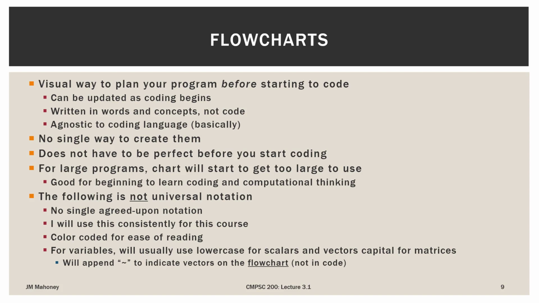And for variable names, I'm typically going to use lowercase variable names when we have scalars or vectors, and a capital variable name when we have a matrix. Again, this is the notation for this class. It's not necessarily universal. And whenever I'm talking about a variable that's a vector, it's going to be a lowercase name followed by the tilde. Again, that's just so that in the flowchart, we know we're talking about a vector, or I'll use the word vector if there's space for it. But the tilde is going to imply that a variable is a vector. When we actually go to code it, that tilde is not going to actually be there. So let's look at the different elements that we're going to have in the flowchart.